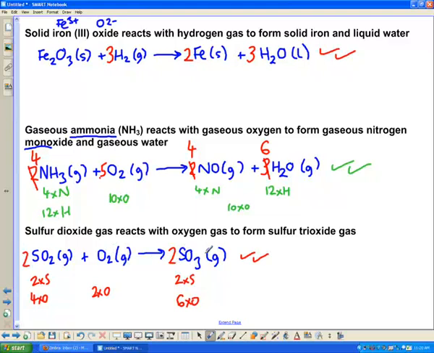But anyway, that is the basics of balancing and writing chemical reactions. Alright? Thank you.